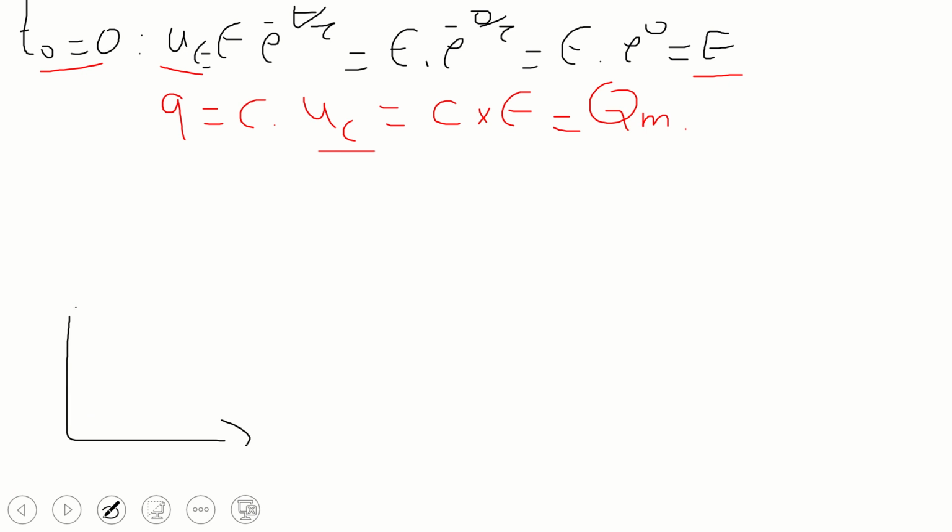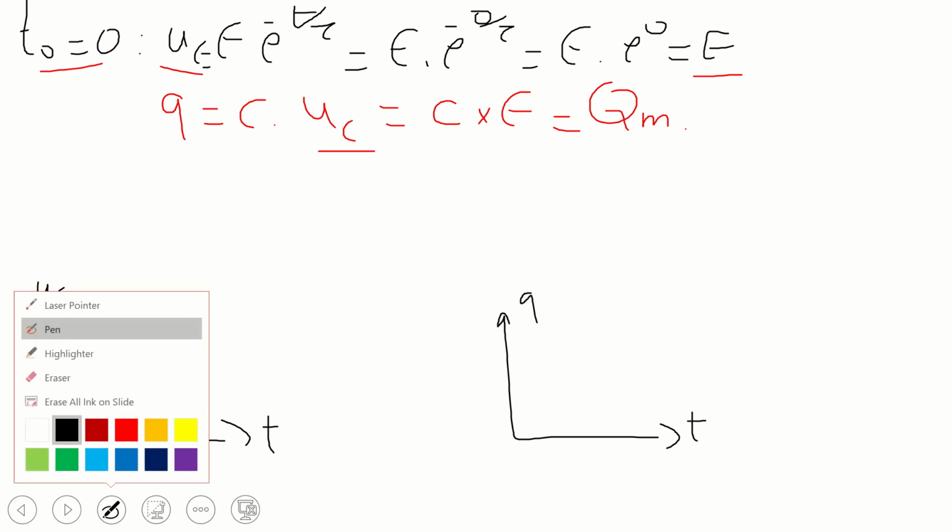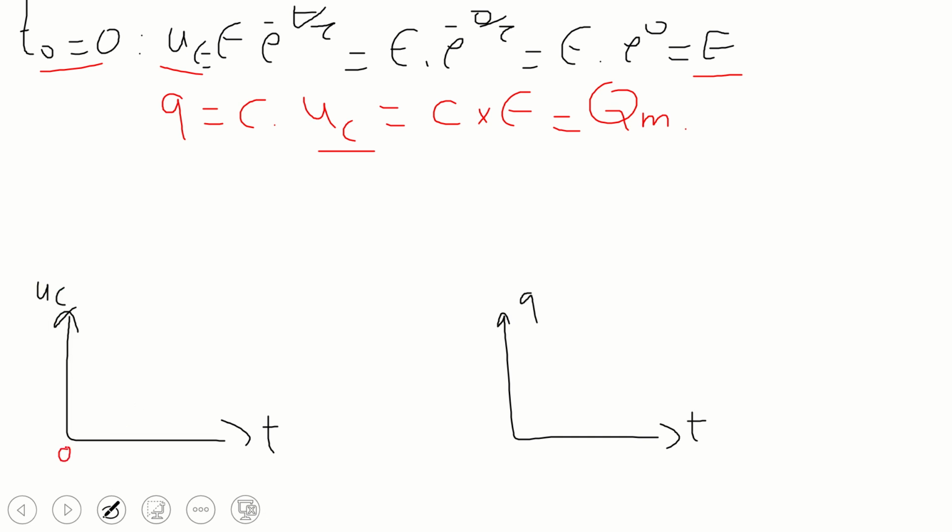So let's consider the graph of UC as a function of time and of Q as a function of time. At t0 equals 0, UC starts from E since the capacitor is fully charged, and then during the discharging phase it starts from the maximum voltage E. And Q starts from a maximum charge C times E.